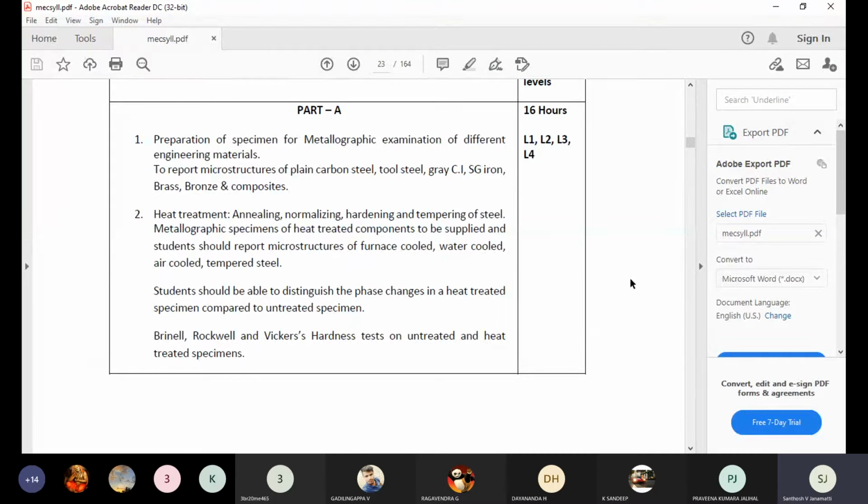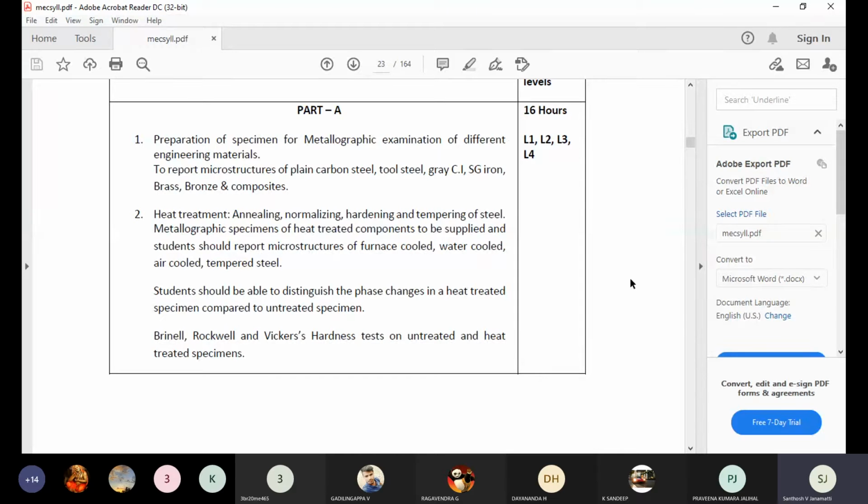Hence, we need to take the help of metallography or SEM, scanning electron microscopy. Through that, we can identify them, because copper and zinc, or copper and tin, look different in color. We can identify the different phases once we go through the metallographic test, so that we can categorize the phases. So there are two phases.